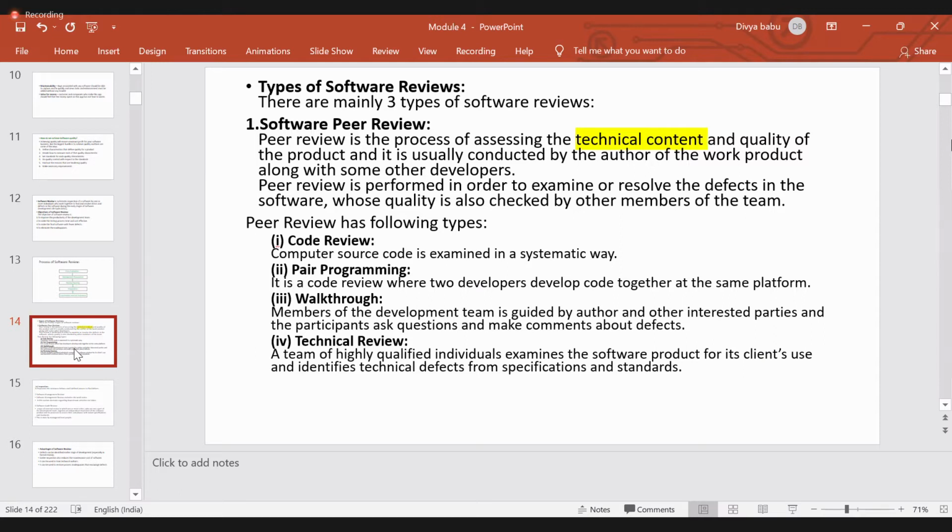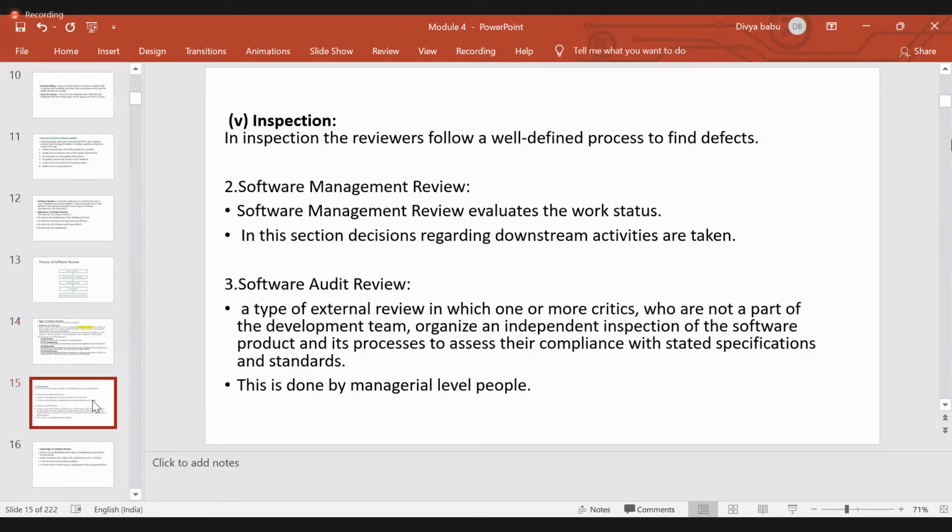That review process is going parallelly with code writing. That is pair programming. And walkthrough means it's guided by another person. Maybe you can take the help of a third party to review. And technical review means highly qualified individuals, maybe panel members, will examine your product and analyze it. And inspection, to find the errors, is also part of peer review.